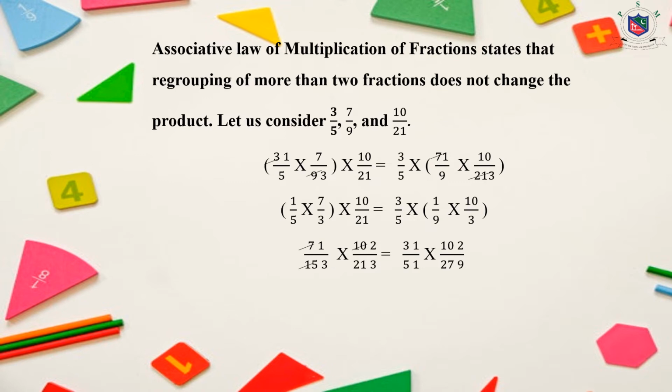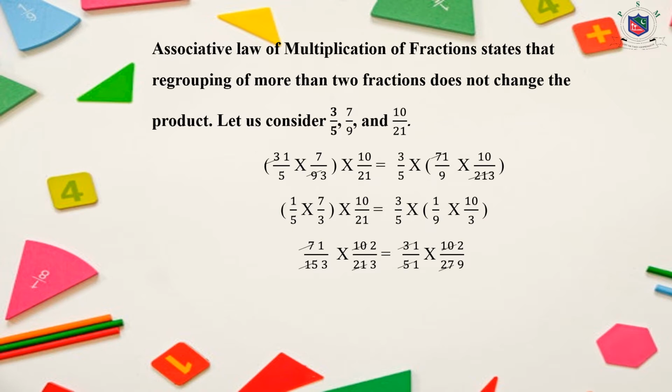As you can see that 1 multiplied by 7 is 7 and 5 multiplied by 3 is 15 and the other fraction is 10 upon 21. So, by the cross cancellation method, 7 times 1 is 7 and 7 times 3 is 21. And on the other side, 10 and 15, they both can be divided by 5. So 5 times 2 is 10 and 5 times 3 is 15.